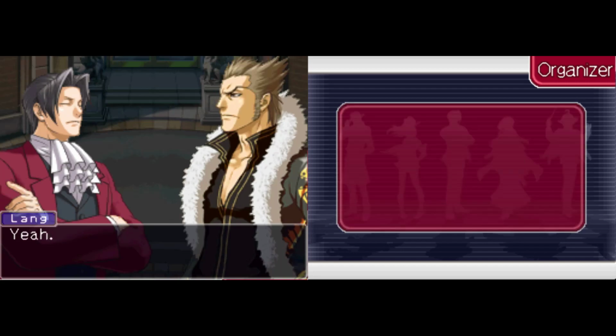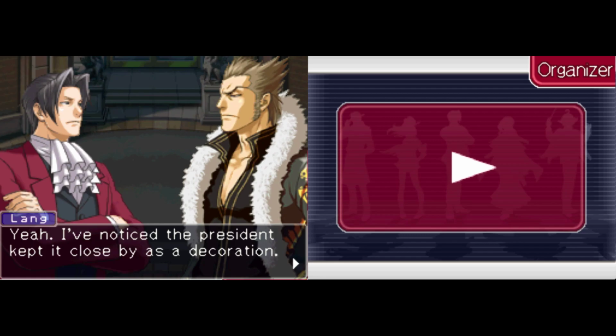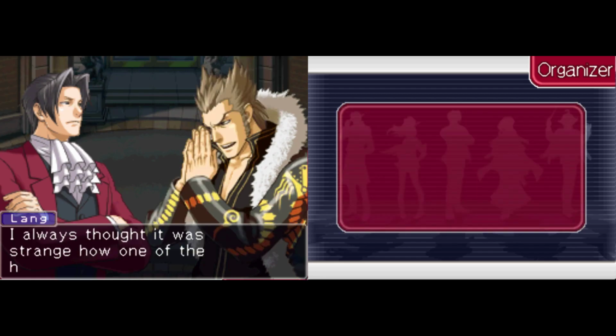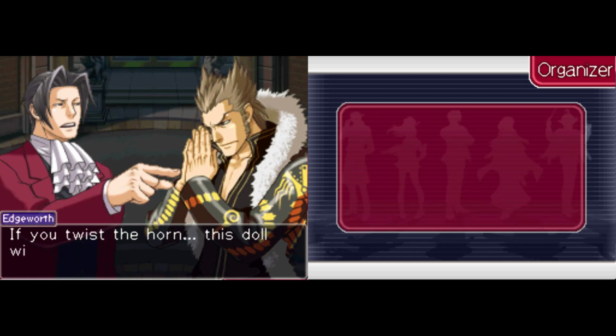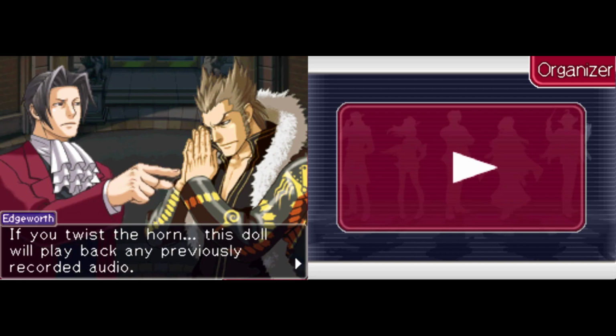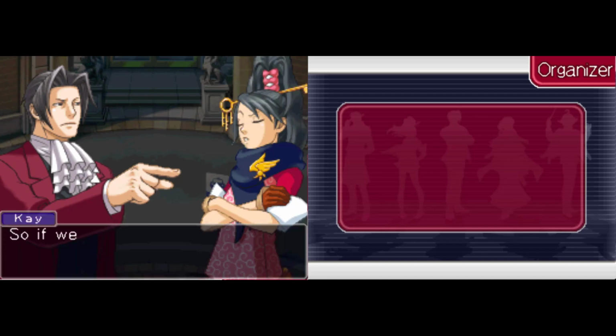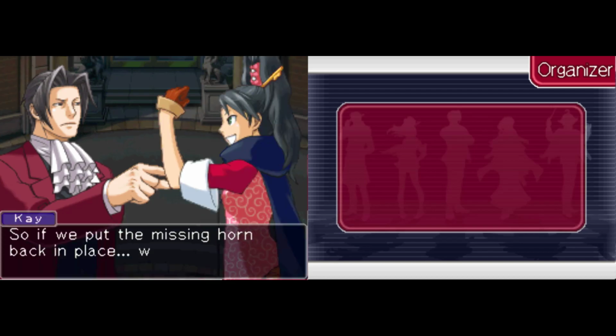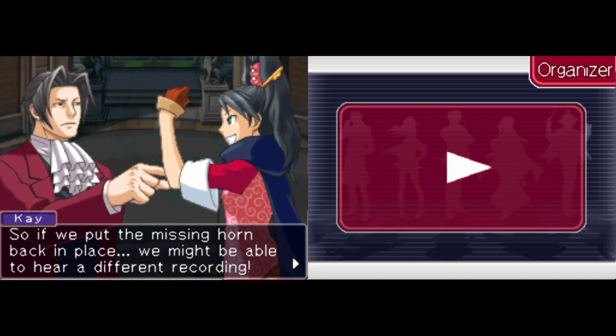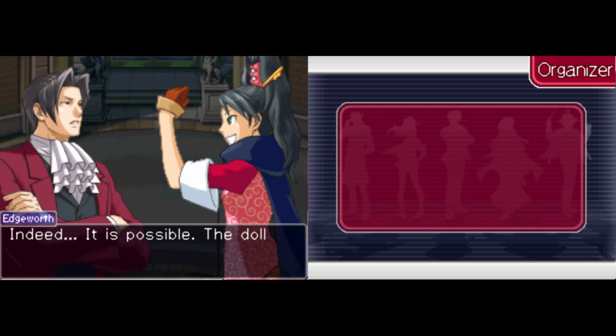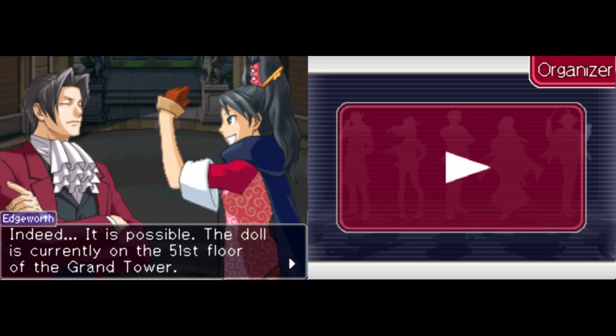You know of it. Yeah. I've noticed the president kept it close by as a decoration. I always thought it was strange how one of the horns was missing. If you twist the horn, this doll will play back any previously recorded audio. So if we put the missing horn back in place, we might be able to hear a different recording. Oh, that's cool. Indeed, it is possible. The doll is currently on the 51st floor of the Grand Tower.